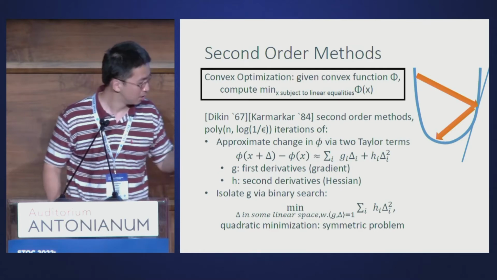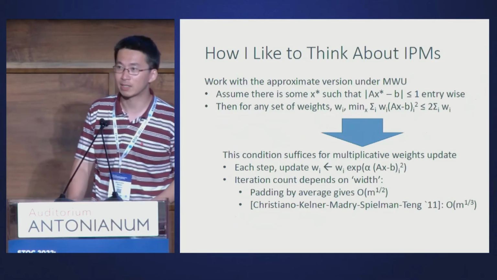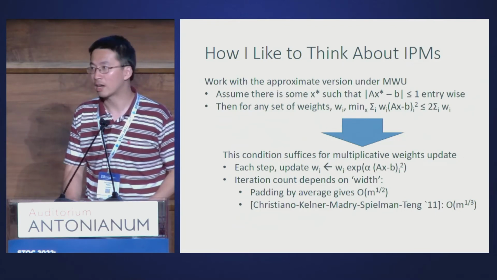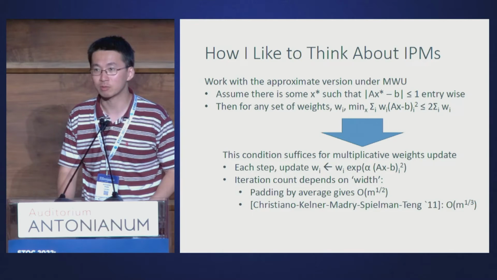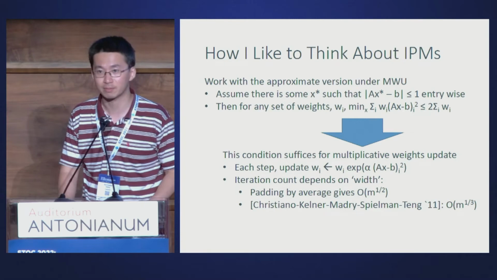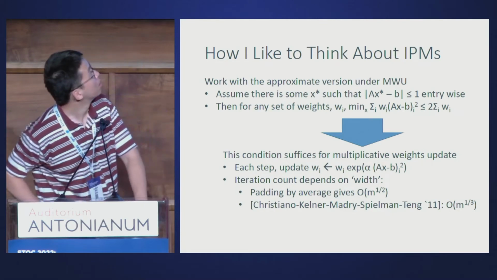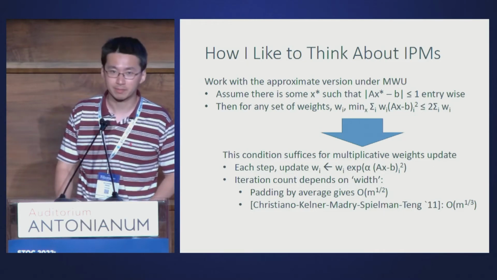Okay, so now let me give you my mental shortcut for how I like to think about this. It turns out that a lot of things for modern interior point method, you can visualize via this algorithm given in the paper by Christiano, Kelner, Madry, Spielman, and Teng, which was the first numerically based improvement on network flow, and this was STOC '22. So the idea is that I just think in terms of multiplicative weight update.